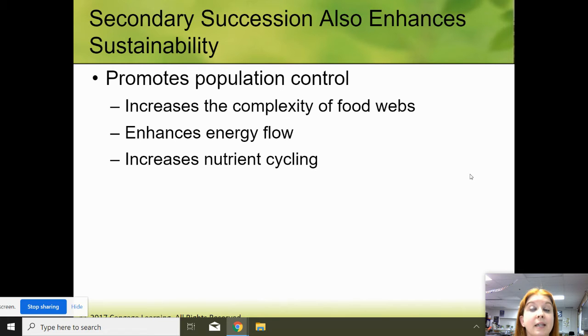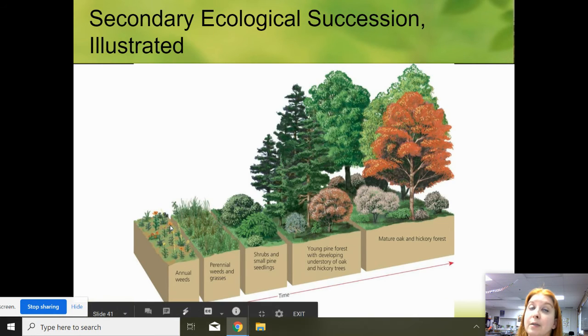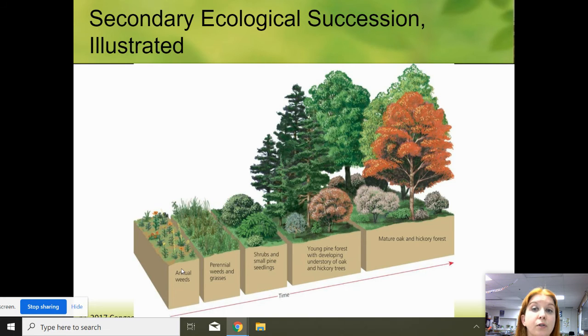It also enhances sustainability. It promotes population control because it can help increase the complexity of food webs. It enhances energy flow, increases nutrient cycling as these steps are being achieved. So very similar to the other one, but we don't have to start with rock. We get to start with soil because secondary succession starts with soil. So it's much easier. Maybe roots were already there under the ground and they're just going to grow the plants back up, or seeds dropping in on the soil have established soil, so they'll grow much faster.